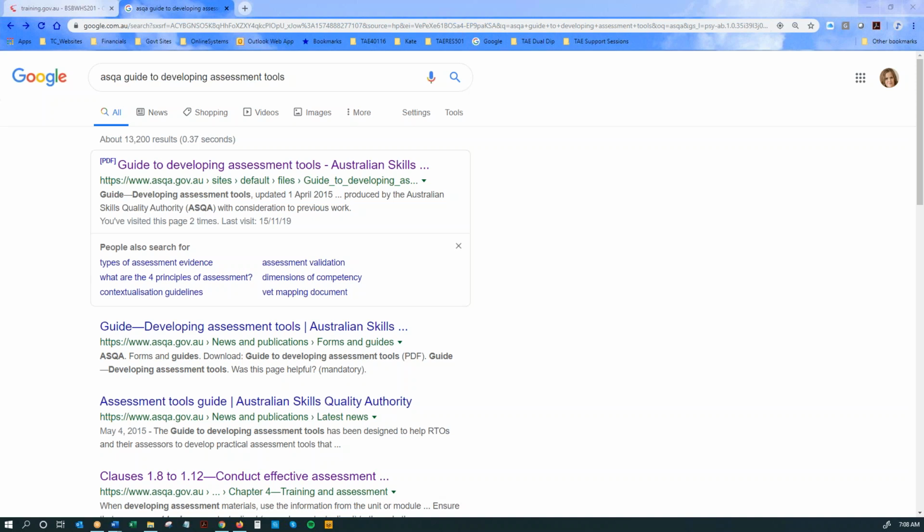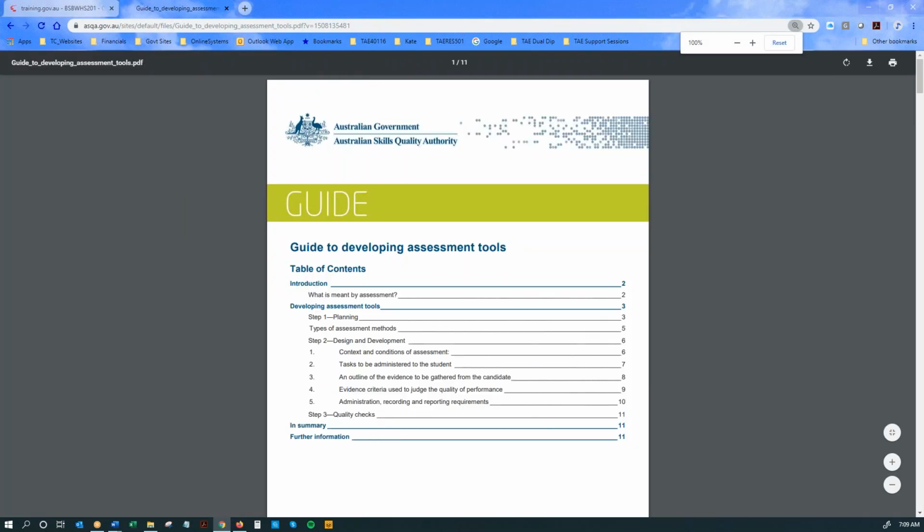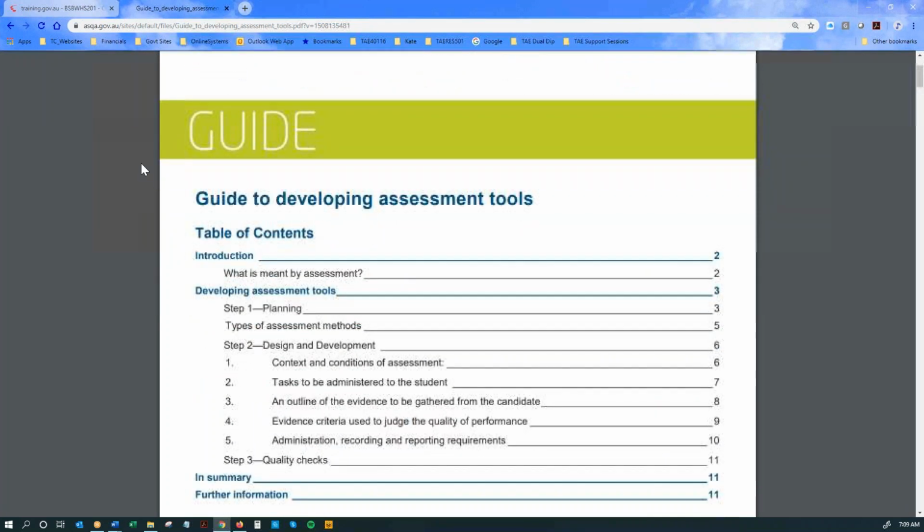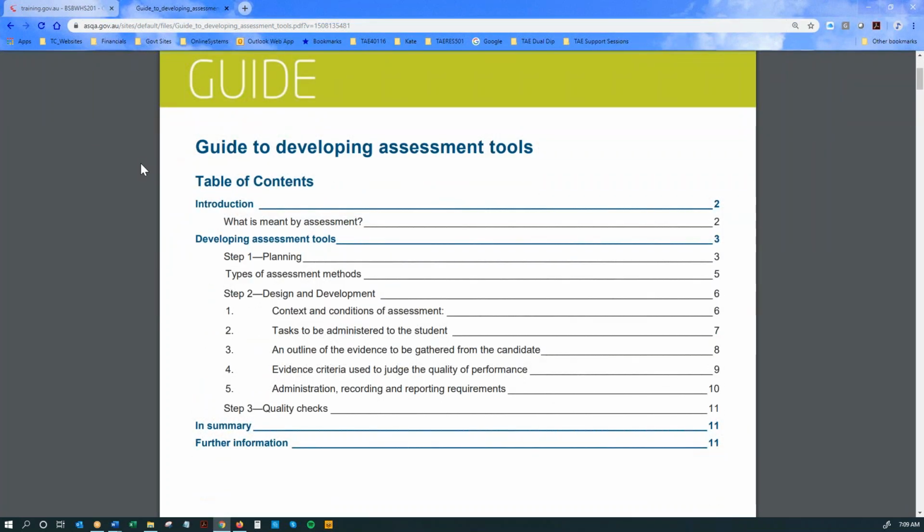And it may not be intentionally, it may just be that the correct checks and measures around quality of assessment tools have not been implemented. So today's session, we're going to start by looking at the ASQA guide to developing assessment tools. To access this, just Google ASQA Guide to Developing Assessment Tools. It's a PDF document, and it's kind of a little refresher about some of the theory that we also talked about previously on this topic.